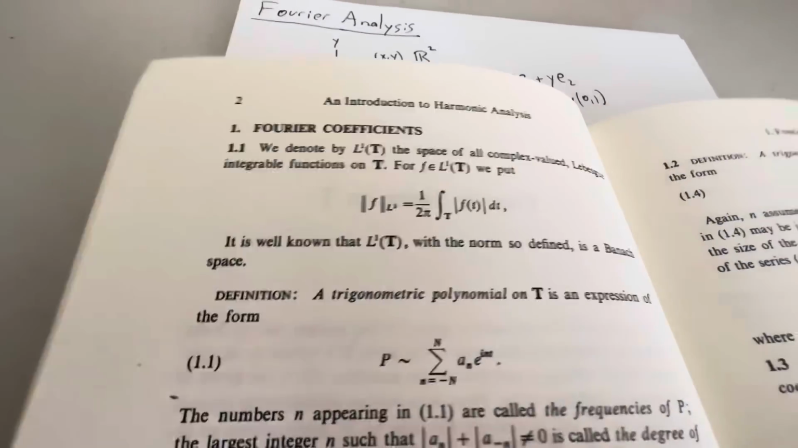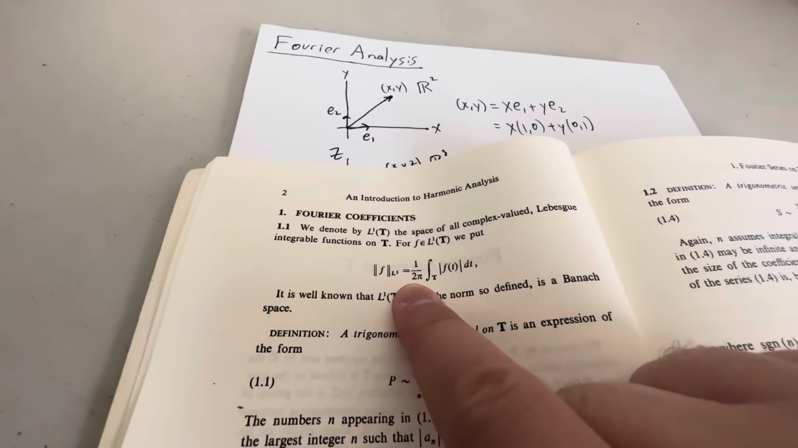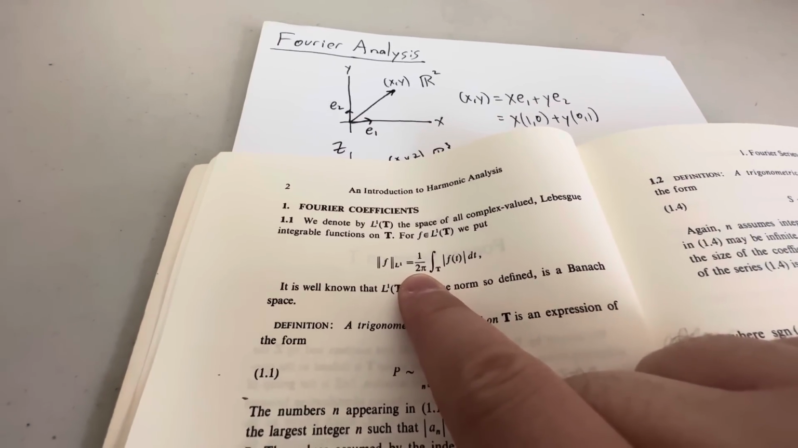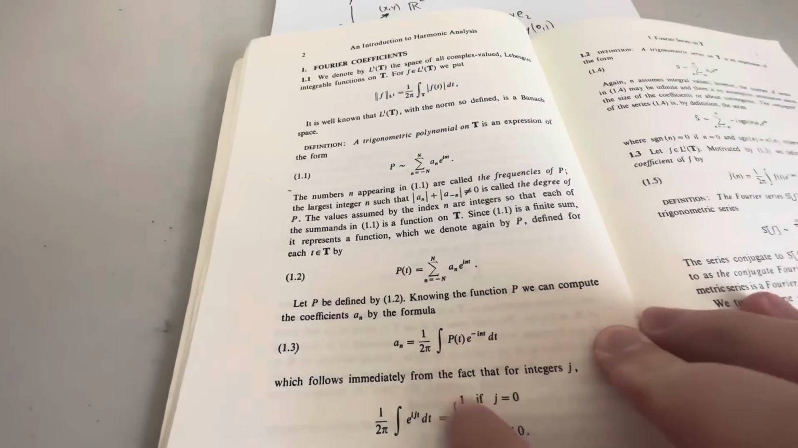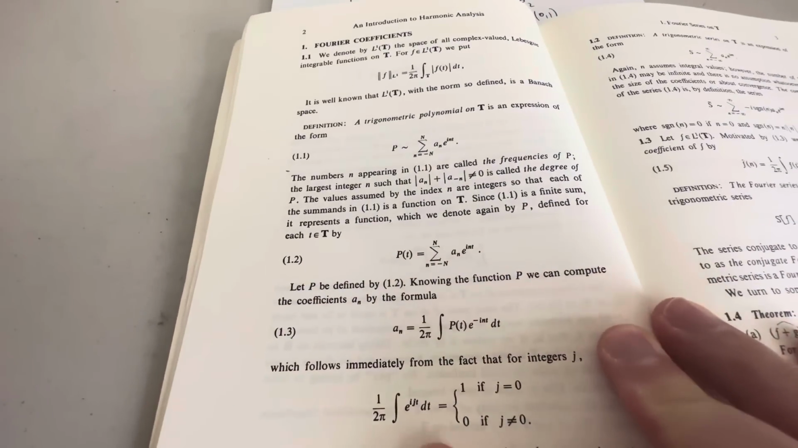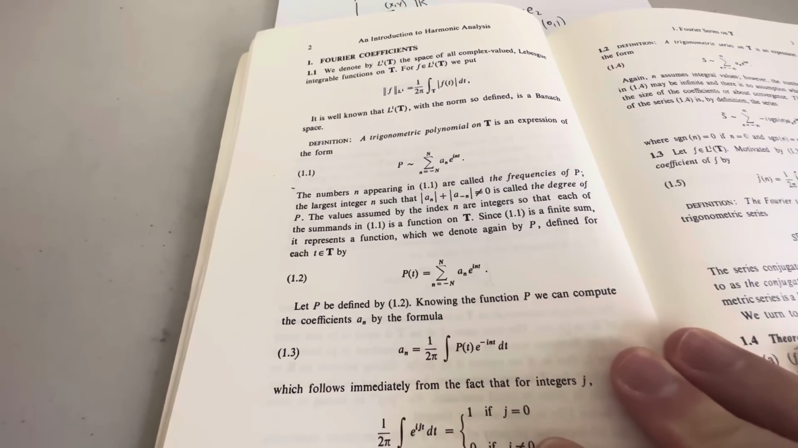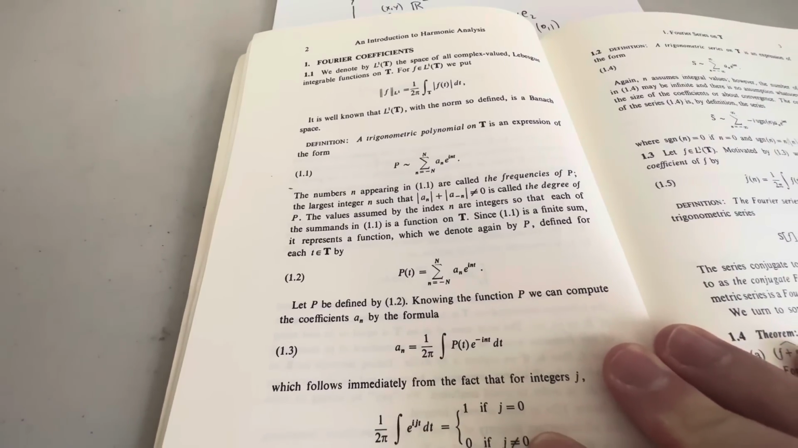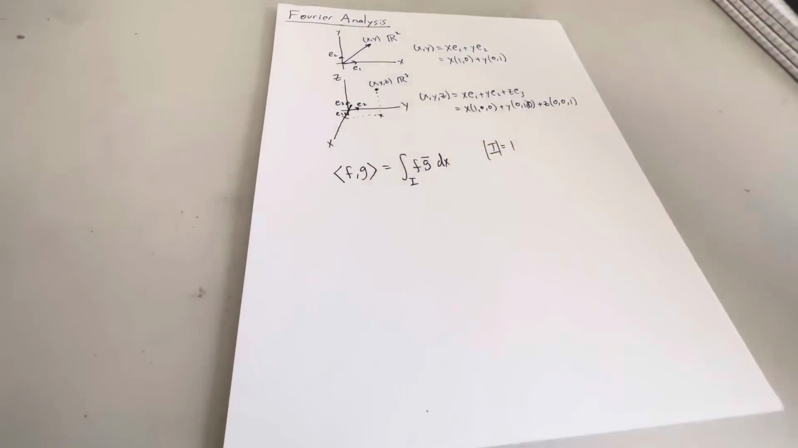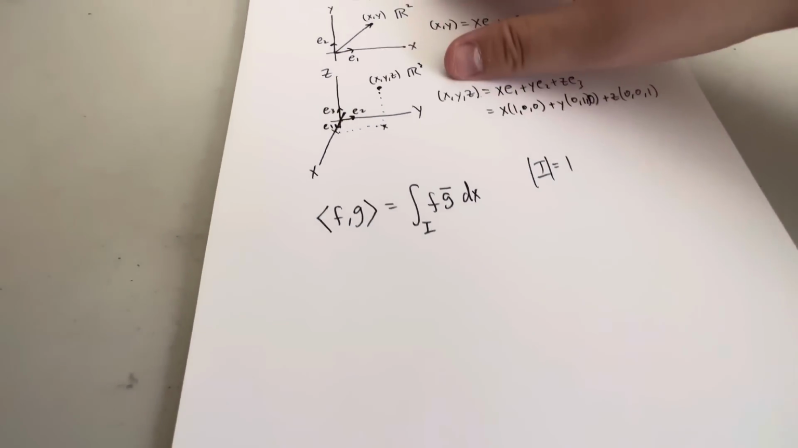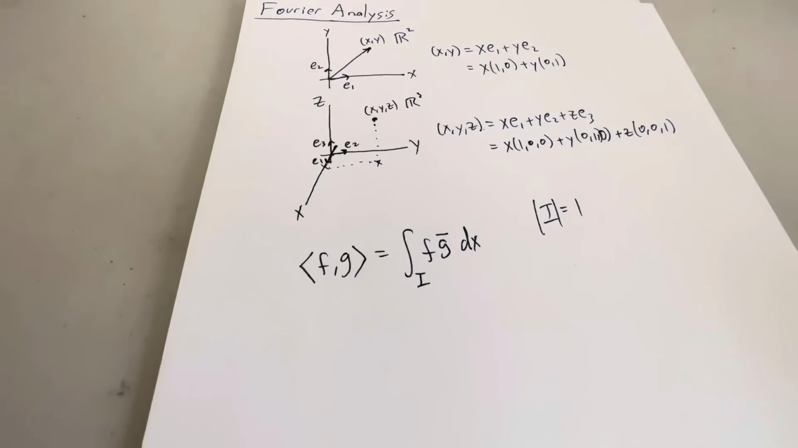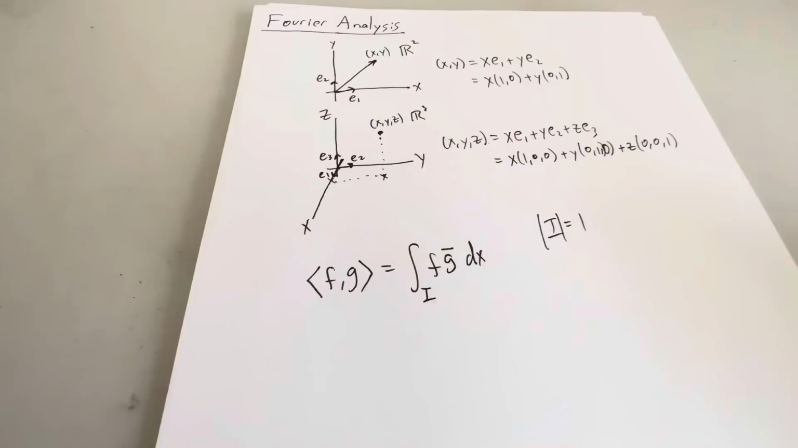And he divides by 2 pi over here. The reason he divides by 2 pi is because he wants to normalize it. And he does that here as well, he divides by 2 pi on the outside to normalize the integral. But in the class that I'm taking, he chooses an interval of length 1, so we look at 1-periodic functions, so you don't have to divide by the 2 pi on the outside.